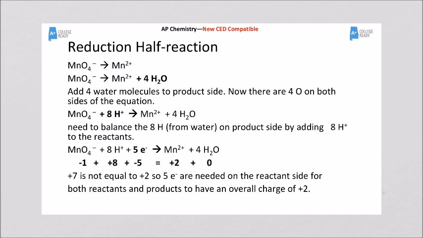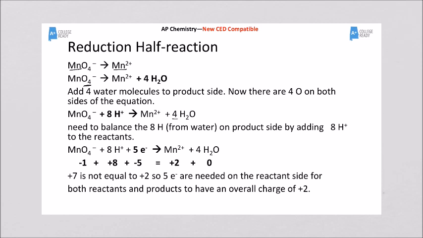So then I'm going to move on to the reduction half reaction. So I have one manganese and one manganese, so they're balanced. That was the first step in balancing. The second step, which we didn't have to do in the previous example, but you can see now we have these four oxygens that have to be balanced. So what do we do? We add four waters because that gives us the four oxygens that make both sides balance for oxygen. Now, by doing that, we have this hydrogen that we've got to deal with, which should be expected, and that's going to be our next step.